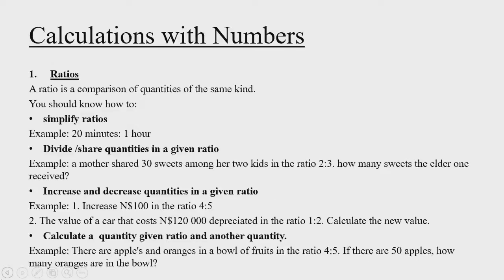Okay, the other one will be increasing and decreasing quantities in a given ratio. How do we increase and how do we decrease a quantity if the ratio is given? Alright, the first question is increase $100 in the ratio 4:5. Now you have this $100. You want to go up with that ratio 4:5.